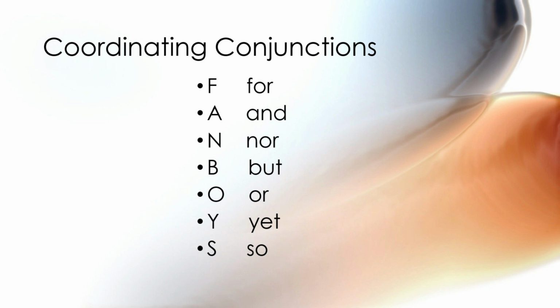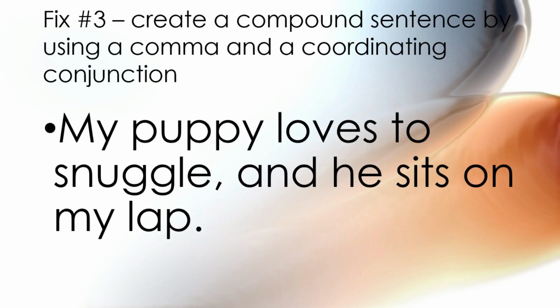They are for, and, nor, but, or, yet. So you have to choose the correct coordinating conjunction that affects the meaning of the sentence in the way you want it to be interpreted. It wouldn't be the same if I said, my puppy loves to snuggle, yet he sits on my lap. Just wouldn't be the same. So they're not necessarily interchangeable. In this case, I've chosen to use the coordinating conjunction and that forms a perfectly fine compound sentence.